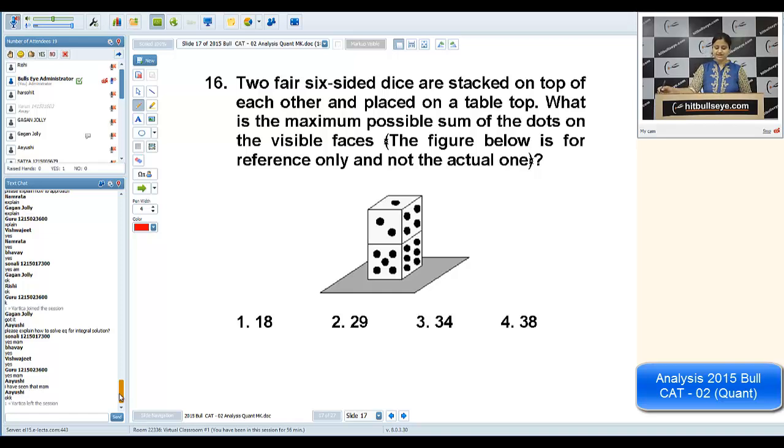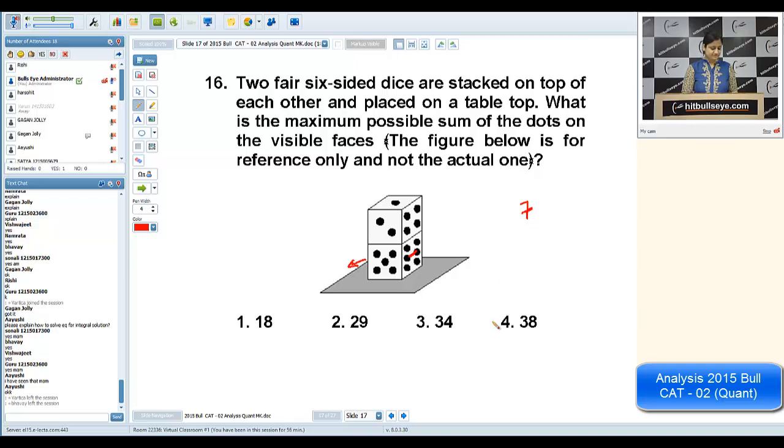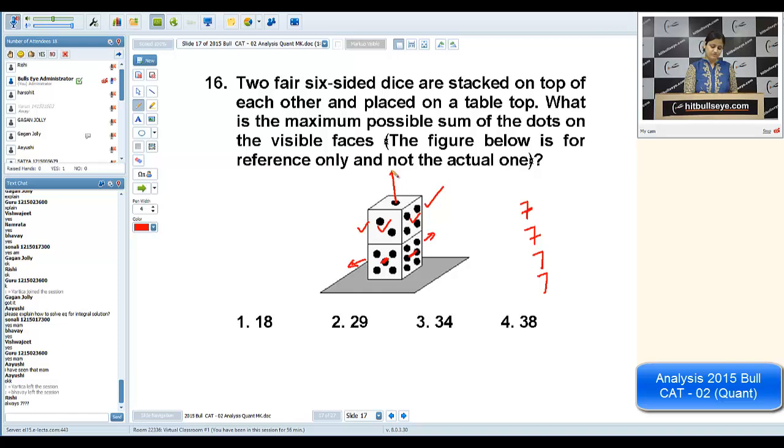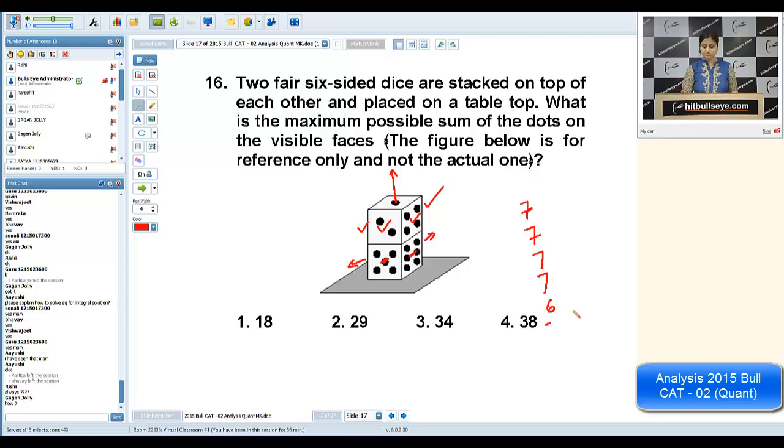Yes, we want to take the maximum possible sum. As we know, in a standard die, the opposite faces always sum to 7. So it will be 7, 7, 7, and now we can take this. Now, we need the maximum possible sum. The maximum number we can take here is 6. So this is the answer in this case.